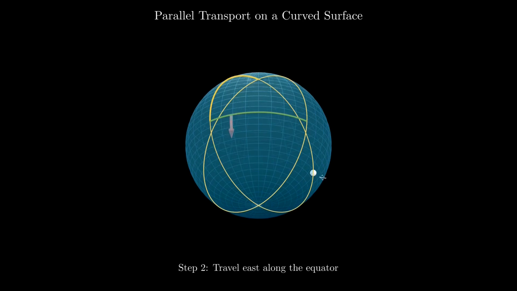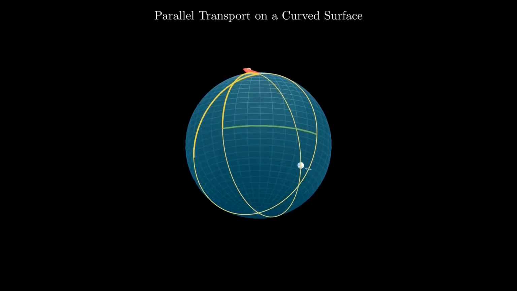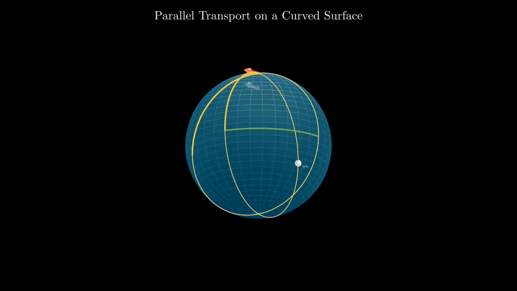We move it south along a meridian. The vector stays parallel to itself locally, always tangent to the surface, never spinning. At the equator, we turn east. The vector continues pointing south in its local frame. But watch carefully from outside. In 3 dimensions, its direction is slowly rotating. Finally, we travel north back to the pole. The vector arrives home, but something is wrong. It has rotated 90 degrees from its original direction.